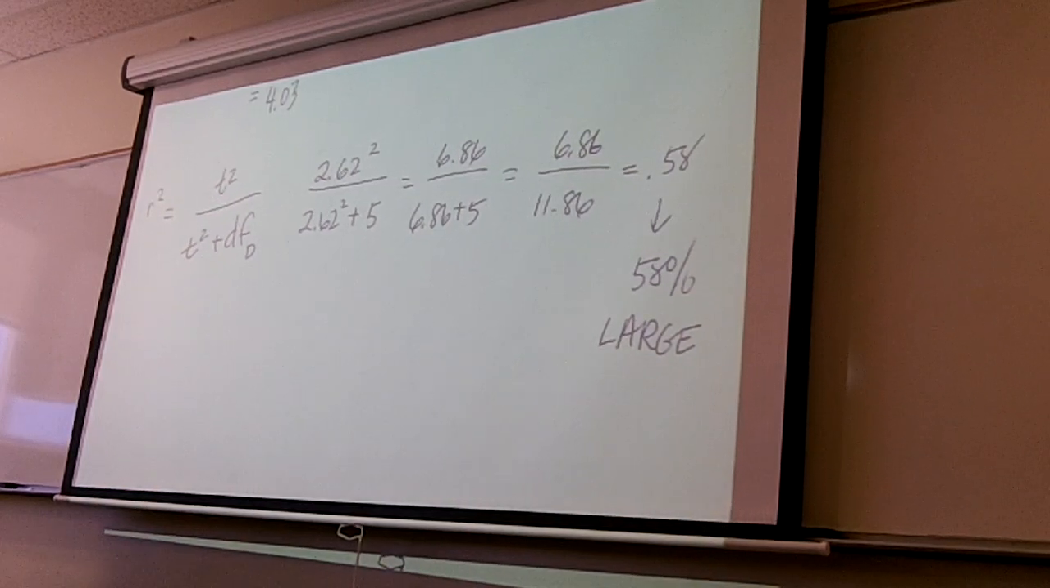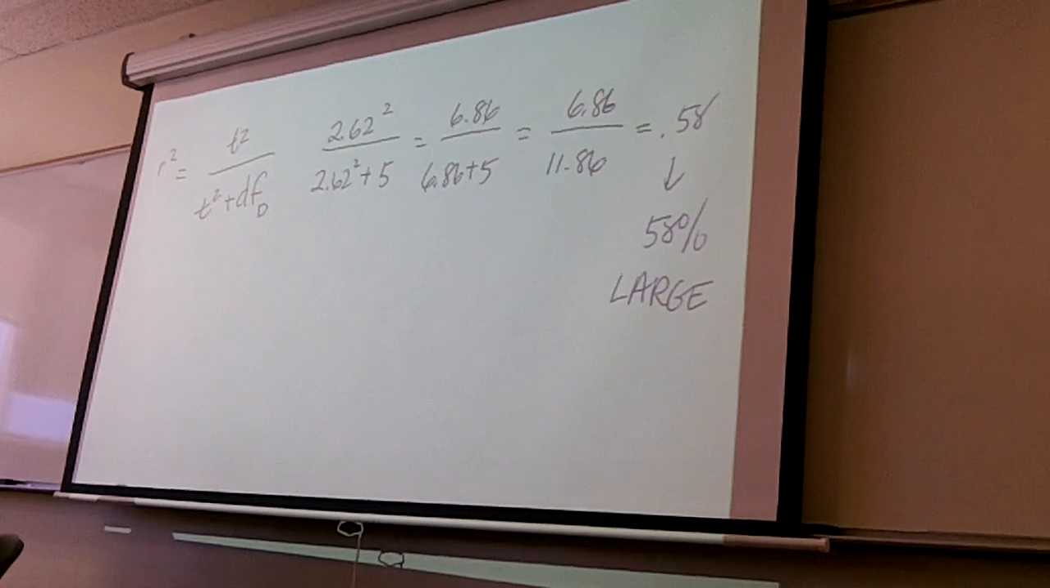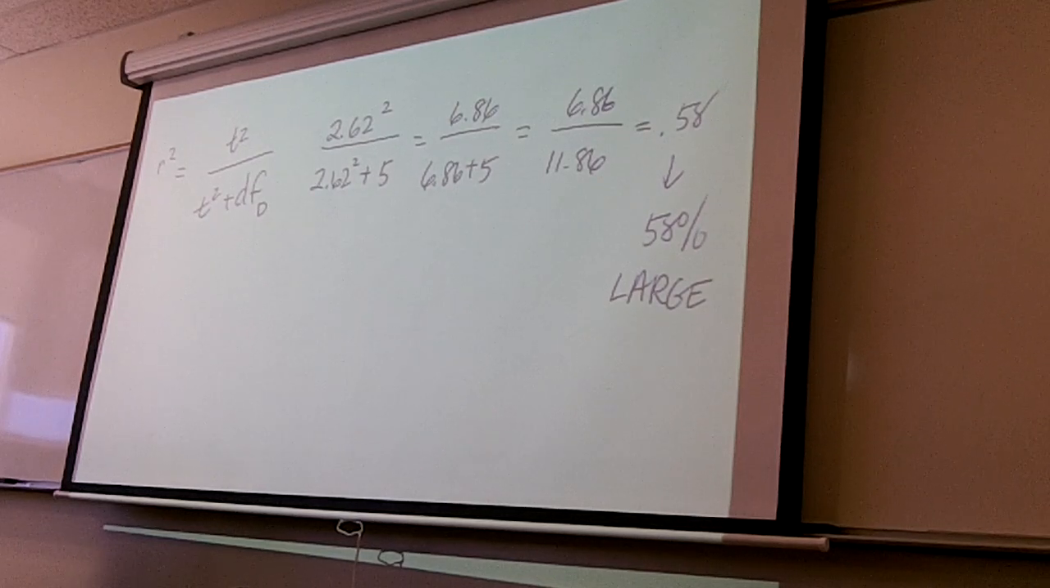All right, rock on. Now, here we are down at number 7. It says, summarize your results in one or more complete sentences, including an APA-style statistical statement.